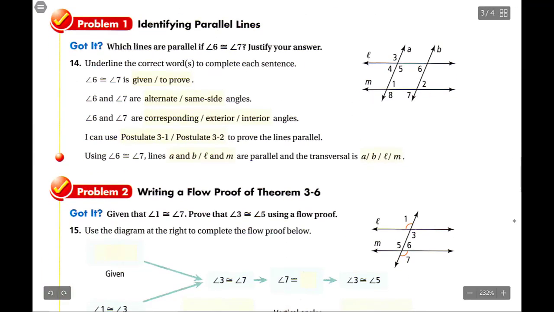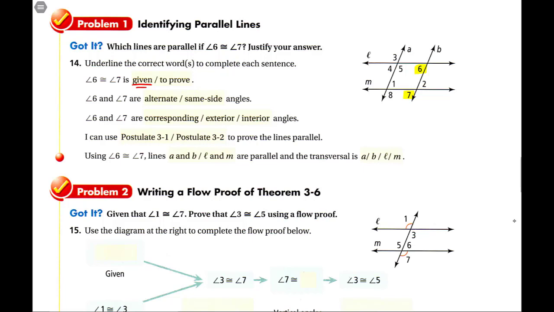All right, so now we get into our first problem. We're identifying parallel lines. We're going to underline the correct word to prove each sentence. We want to justify or find which lines are parallel if angle 6 is congruent to angle 7. Is that given, or do we need to prove that? Well, that is a given statement.